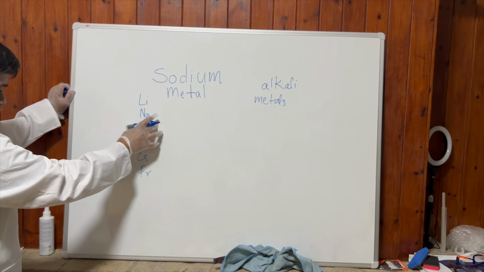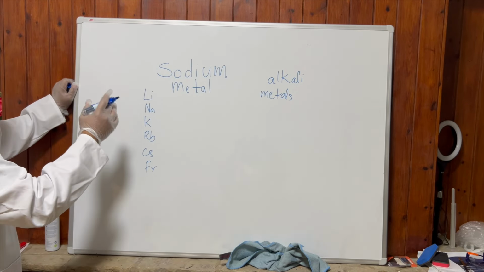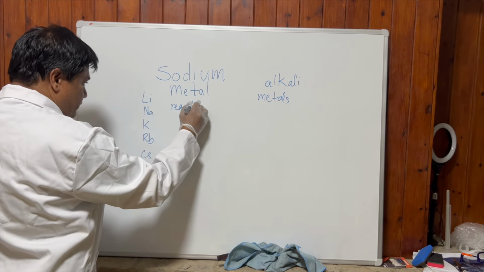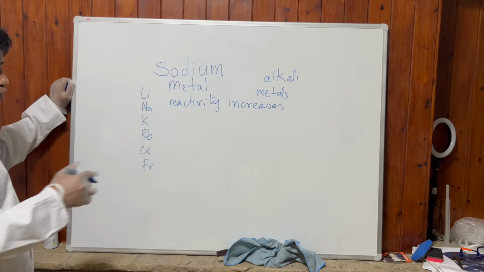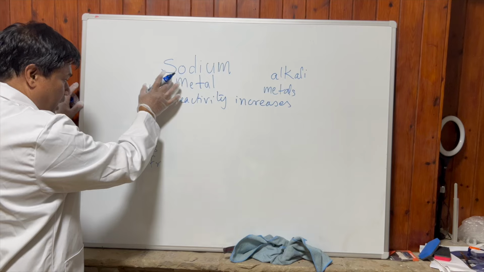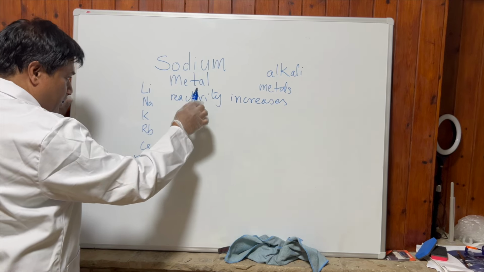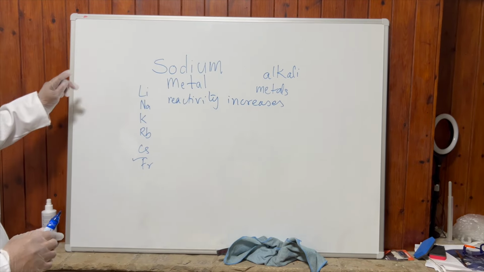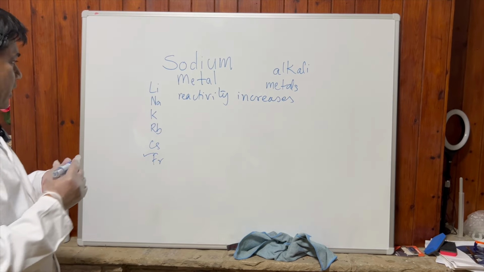When you move down the group, atomic size increases due to increase in number of shells. Sodium is a highly reactive metal. Reactivity increases down the group. Which one is highly reactive? This one. When you compare the S block elements and D block elements, D block metals are less reactive compared to S block metals. And the reactivity increases down the group. Okay.